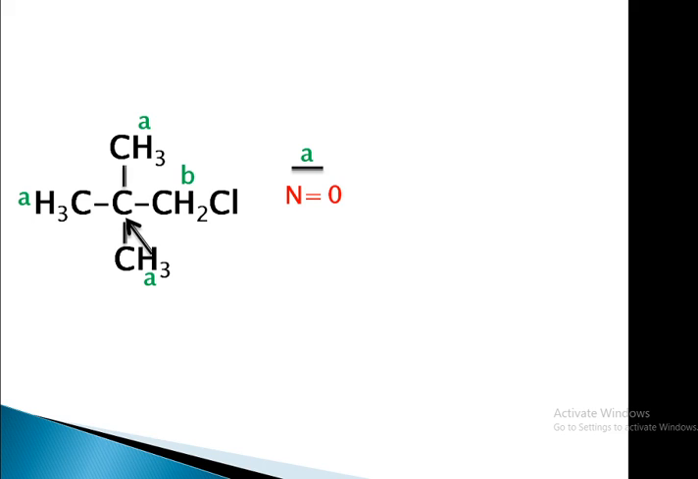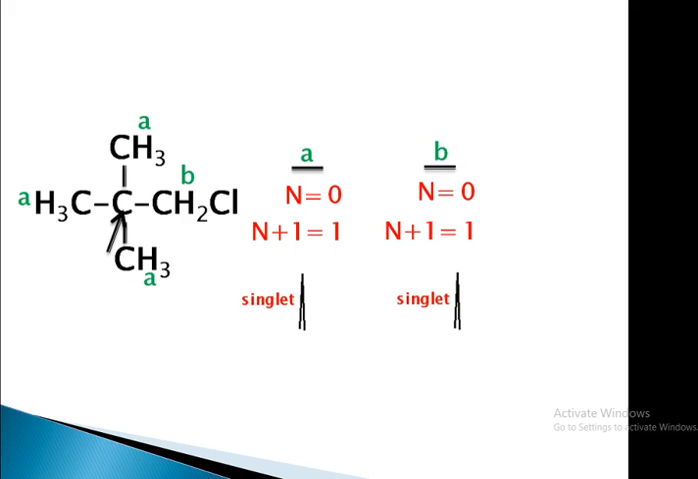Therefore the value of n is 0. If we plug into the n plus 1 equation, we get 1, and finally we get a singlet as the splitting. Similarly, for B type proton, what will be the value of n? This is the B type proton, and this is bonded to this carbon, and that is bonded to this again this carbon, but there is no hydrogens bonded to this carbon, that is there is no neighboring protons. Value of n is 0. If we plug into the n plus 1, we get 1, and we get a singlet peak as splitting.